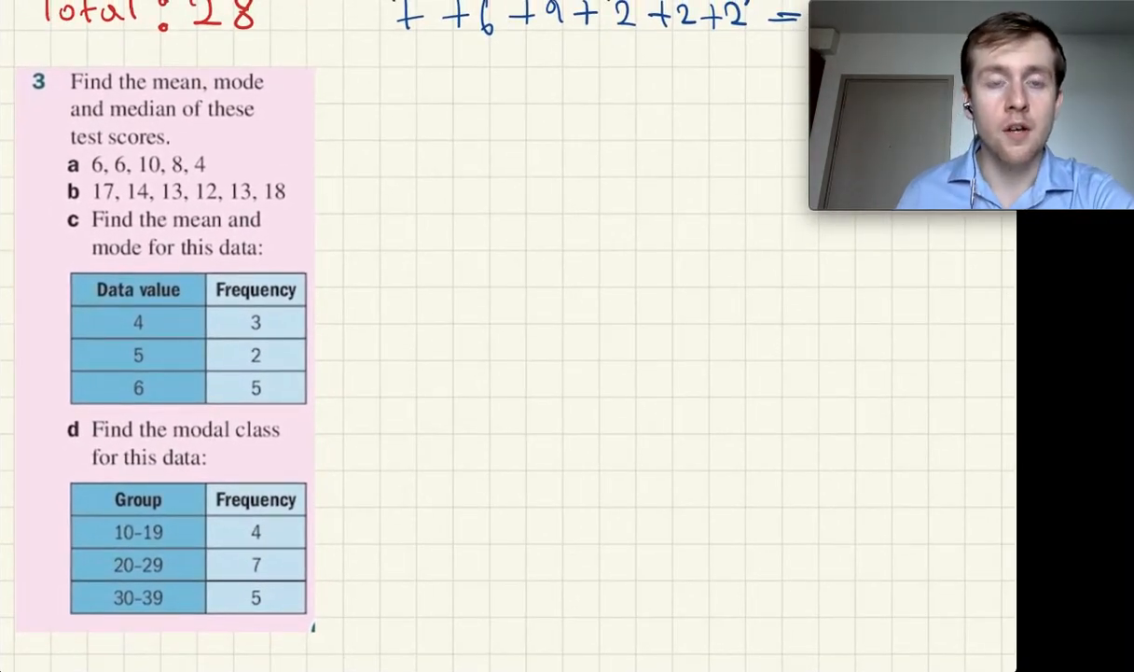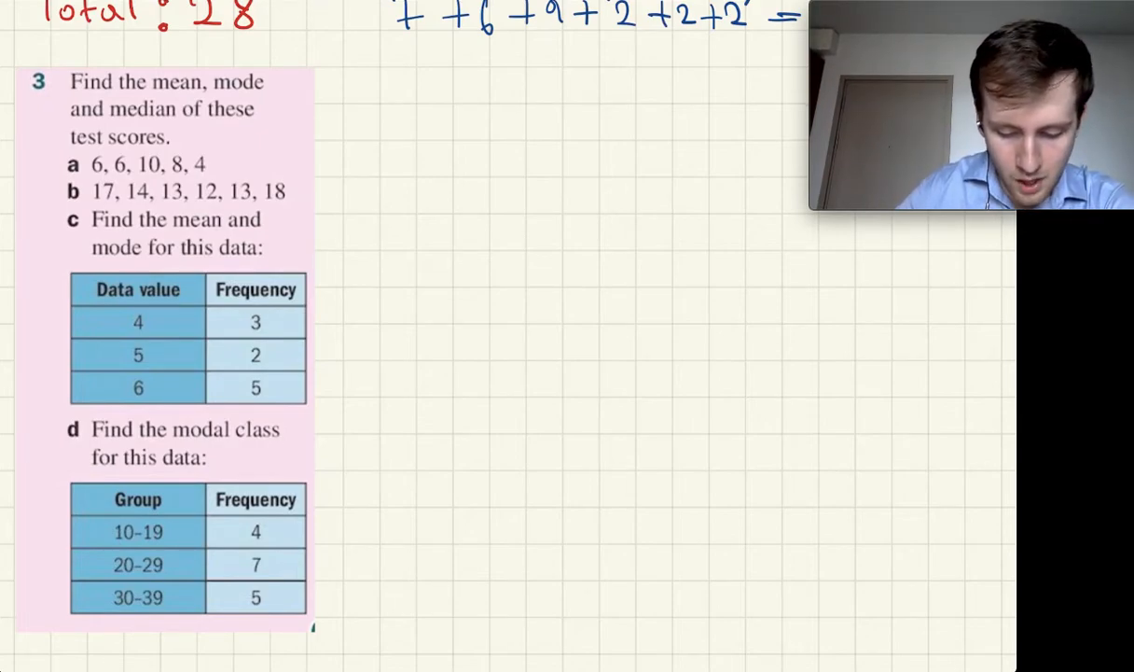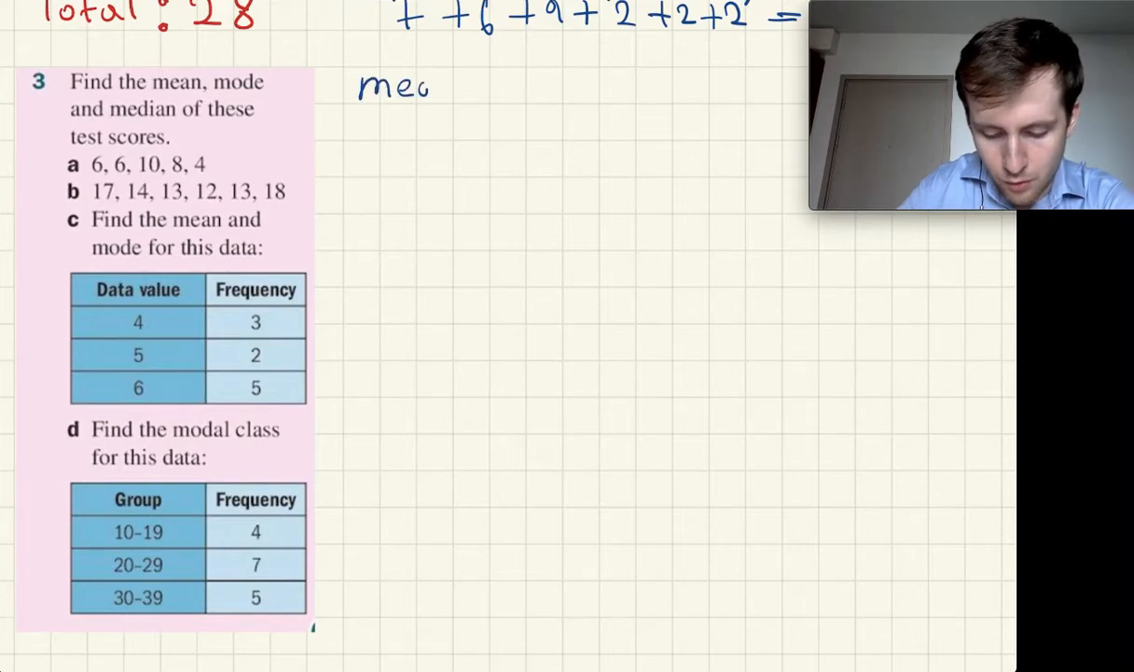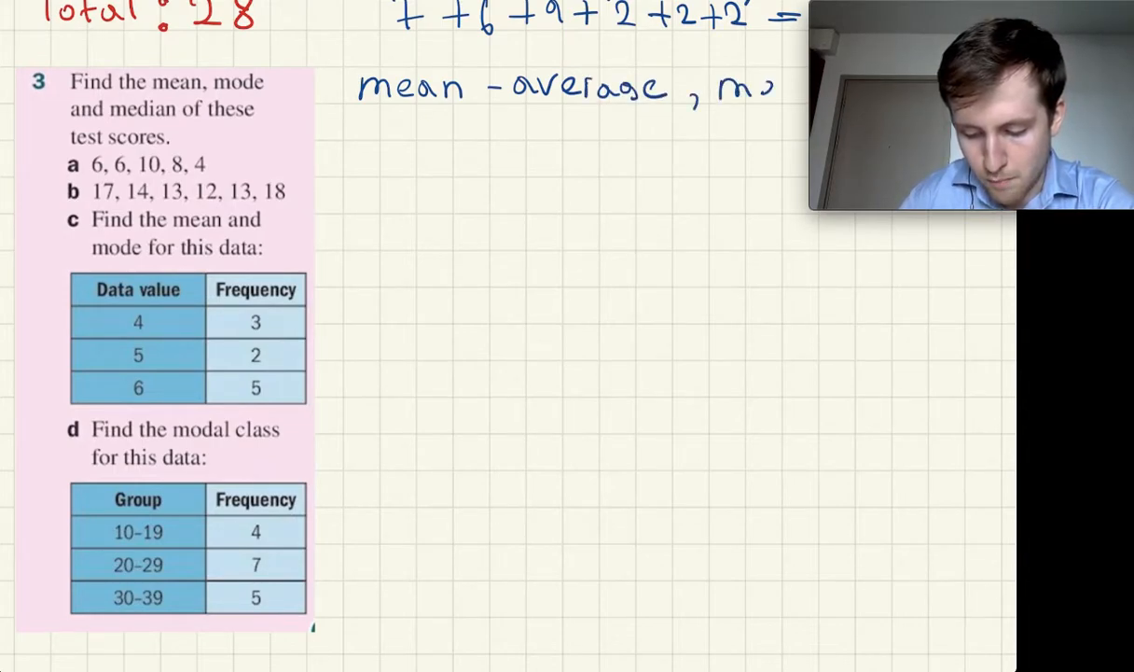Okay, find the mean, median, and mode of these test scores. So first we have A: 6, 6, 10, 8, 4. So what is the mean? Mean is your average, like a classic kind of average, right? Median is in the middle.